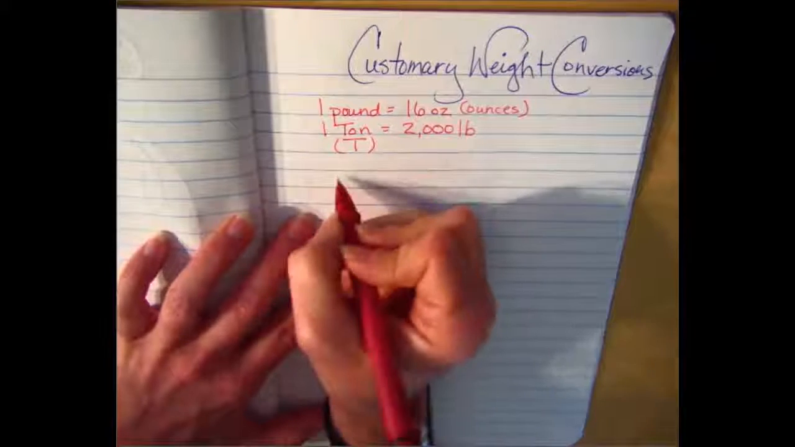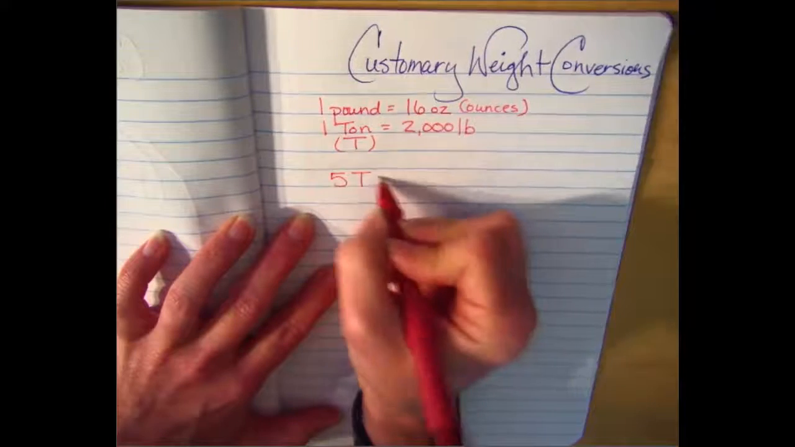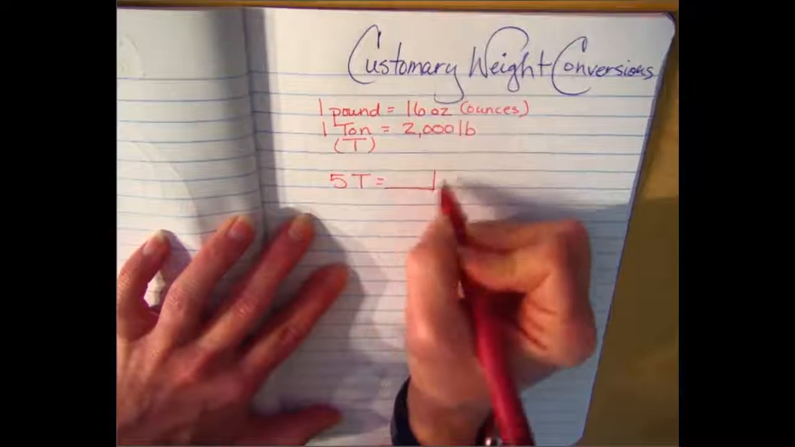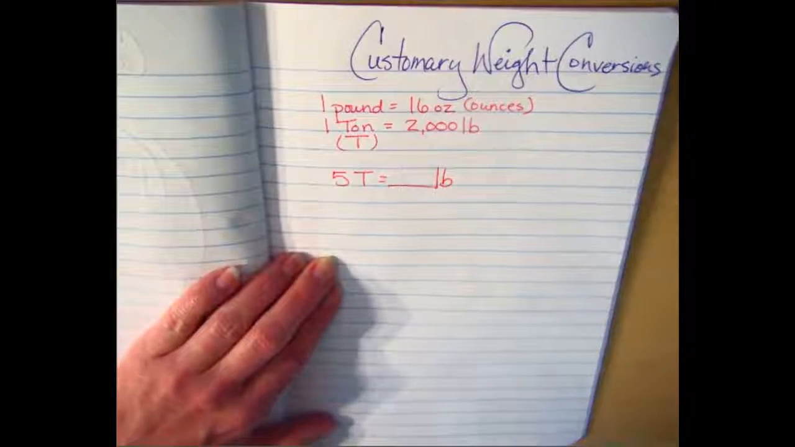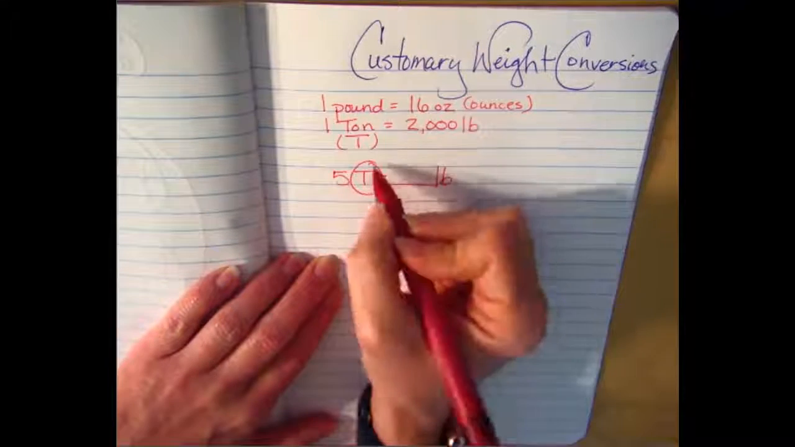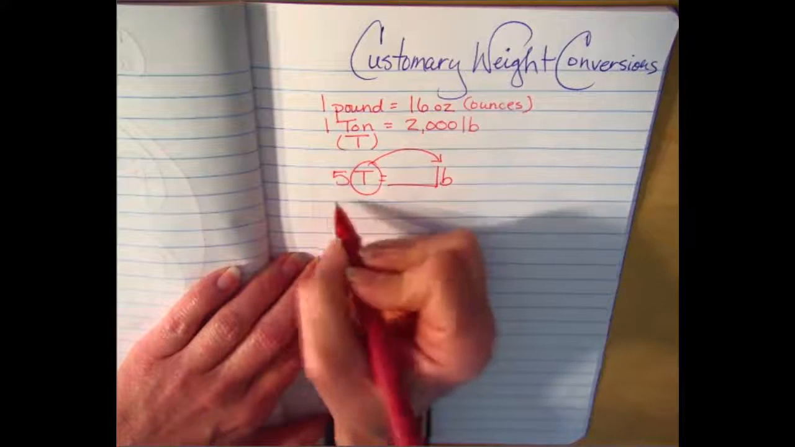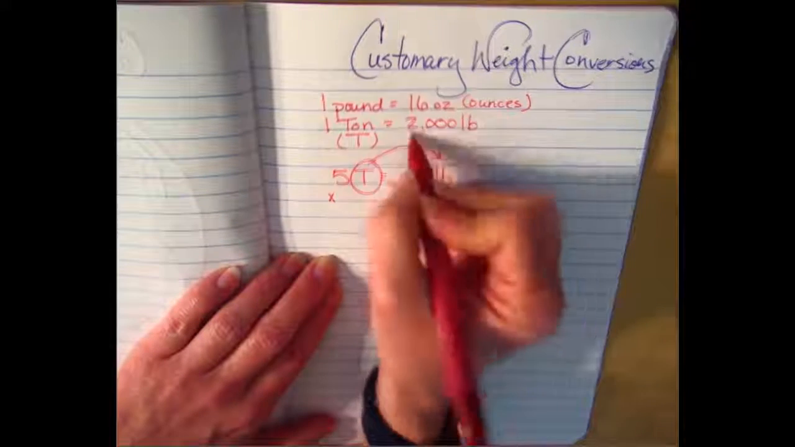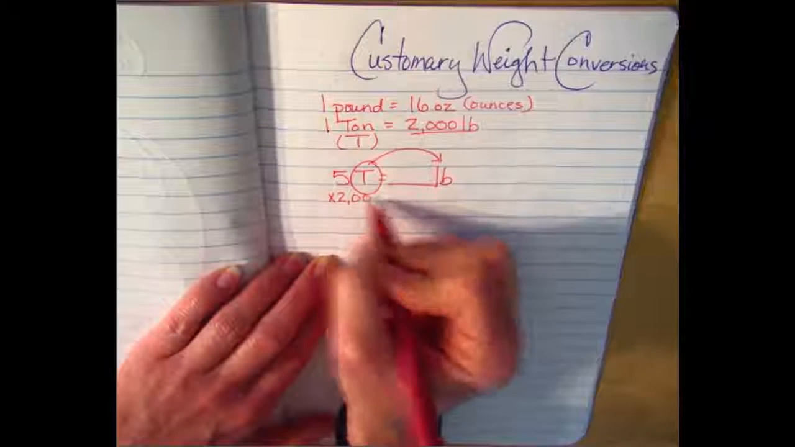If you have 5 tons and I'm converting it to pounds, who's my big? Tons. Circle ton. Am I going small to big or big to small? Big to small. I multiply all. There's 2,000 pounds in a ton. I'm just doing 5 times 2,000.